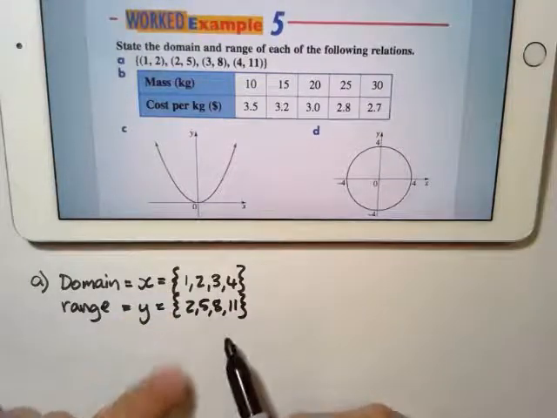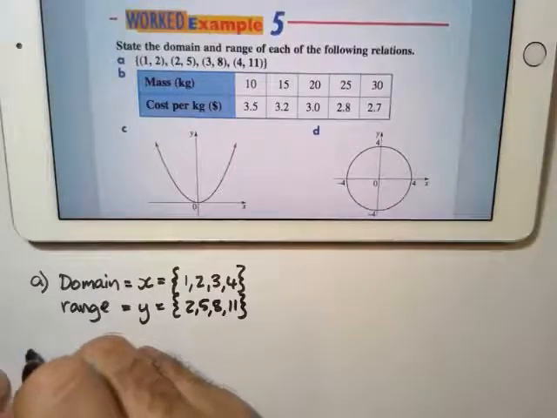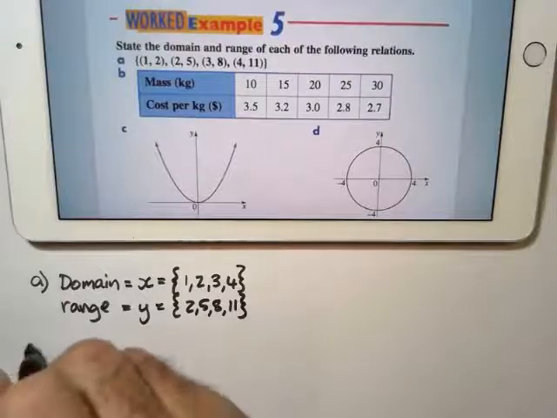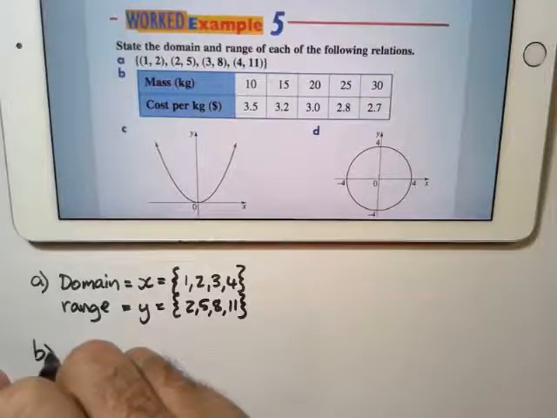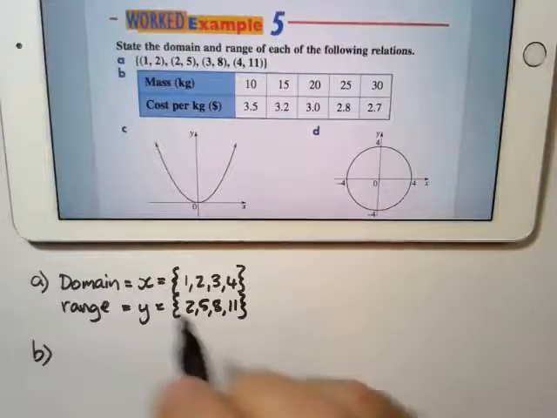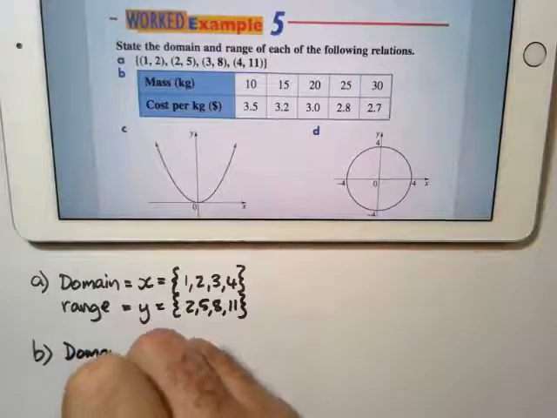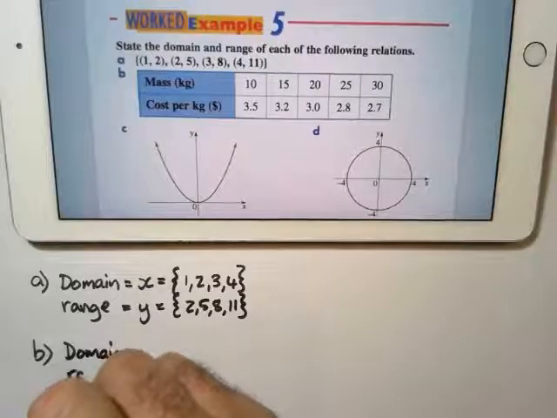So there are single elements, and that is how they look. I'll do B down here, and then C and D over on the other side. So if I look at B, they ask us, what is the domain and the range? Okay, so first thing that I have to work out is, there's no x and y values. So what is dependent? And remember domain and range.